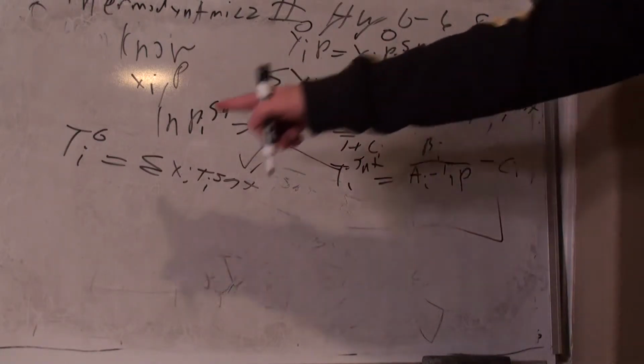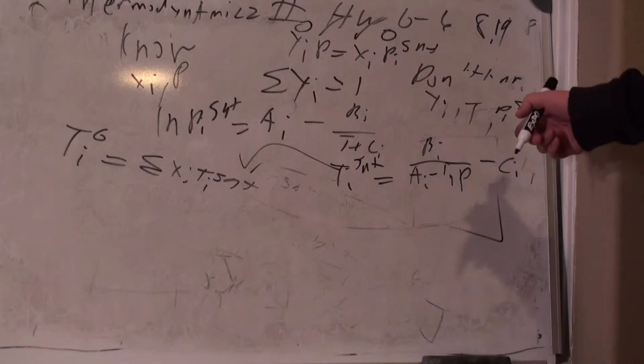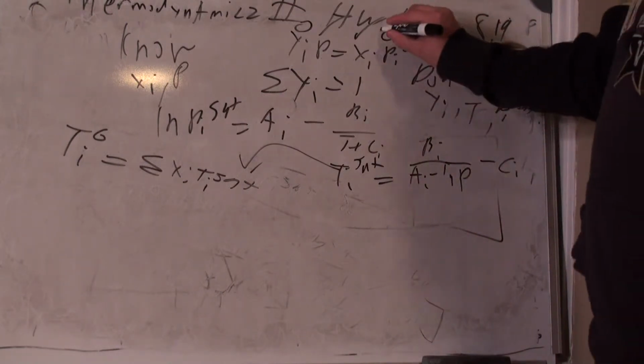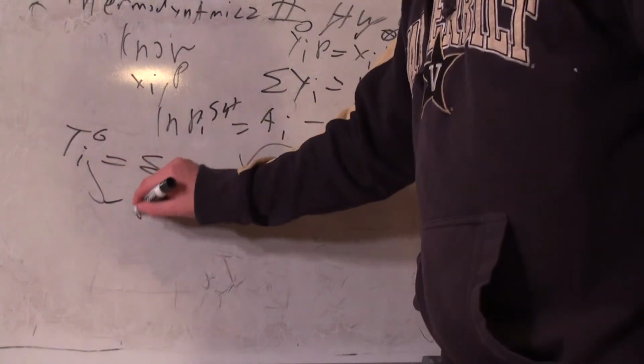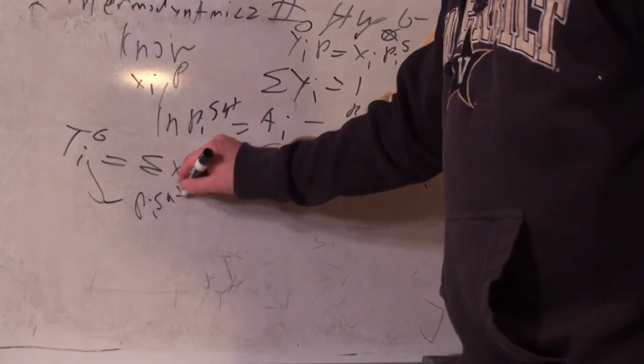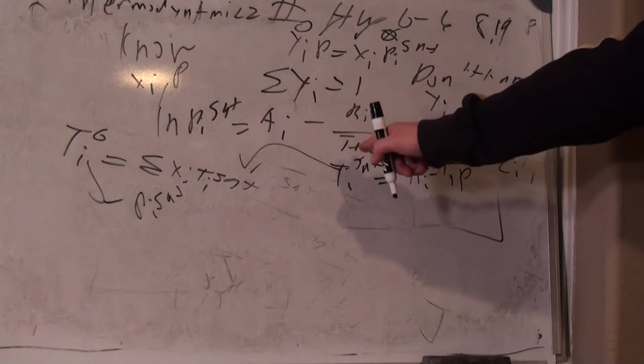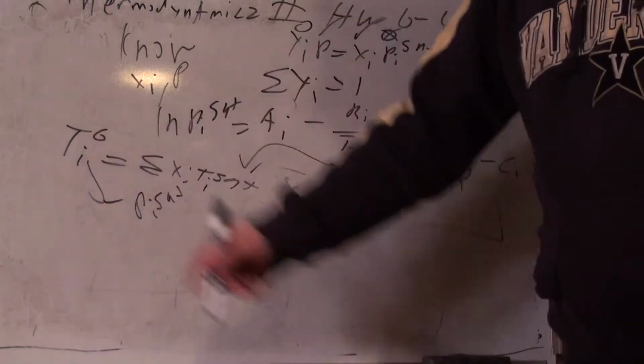But once I have T, I can get saturation pressures now. And so now I have a value for saturation pressures. So I'm going to use this and get all my Pi sats, using the exact same equation, it's just this T is going to be this T guess. So I now have a value for Pi sat.